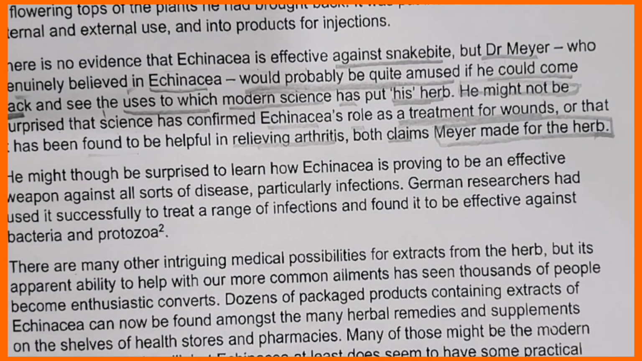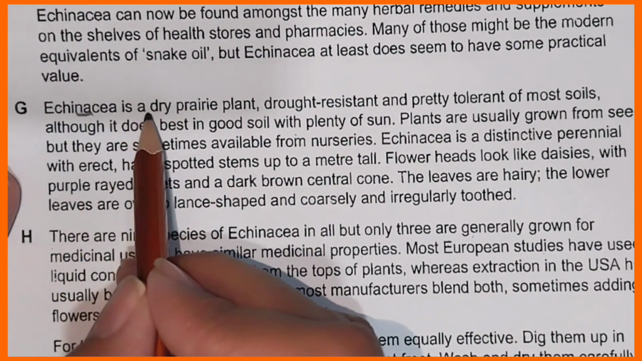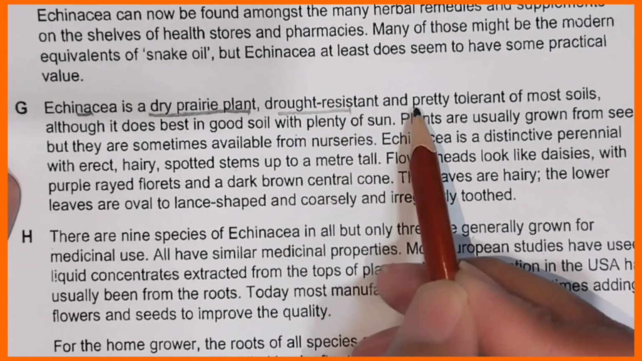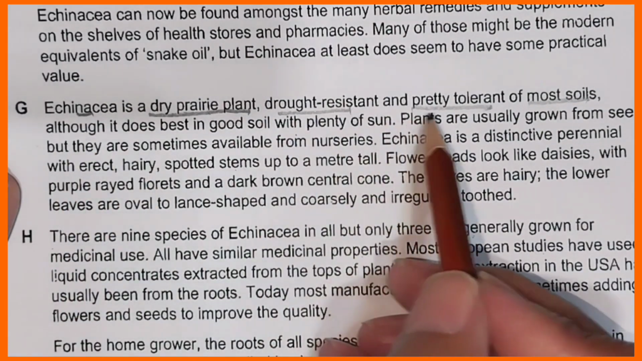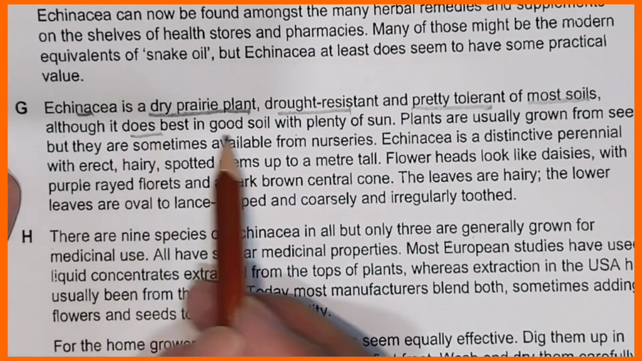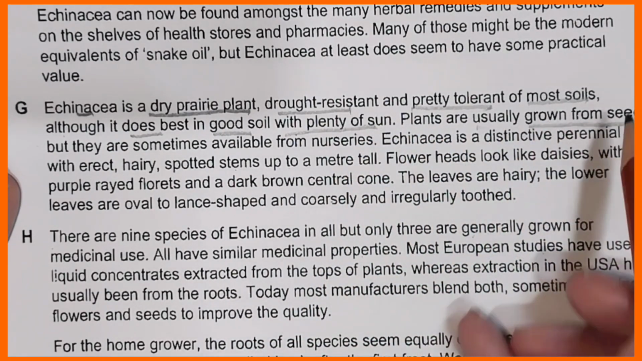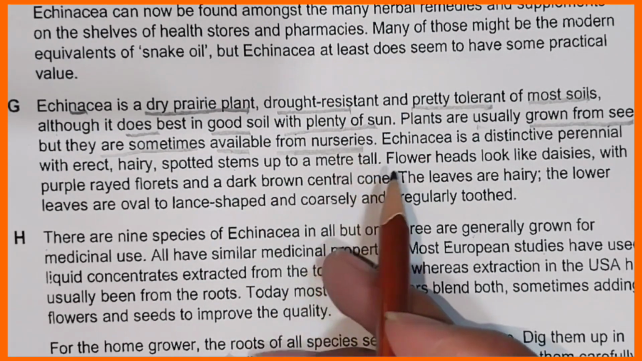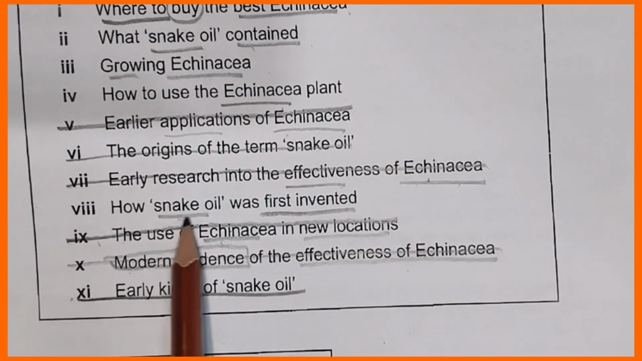Now we are supposed to read paragraph section G. Let's move towards our section G. In section G, first 3 lines. Echinacea is a dry perennial plant, drought resistant and pretty tolerant of most soils, although it does best in good soil with plenty of sun. Plants are usually grown from seed, but they are sometimes available from nurseries. So they are talking about the growth of the echinacea. Section G, how snake oil was first?